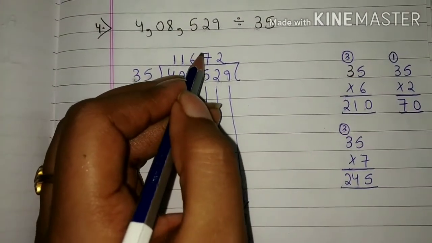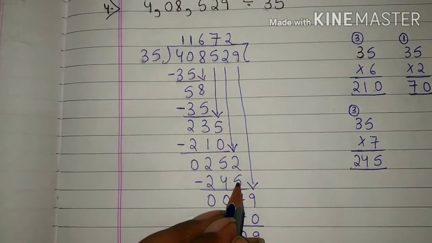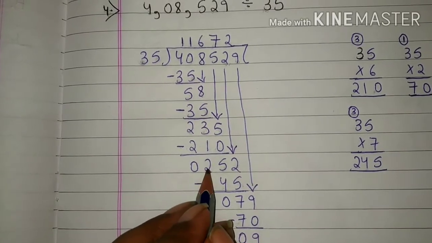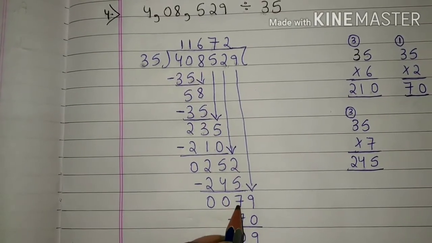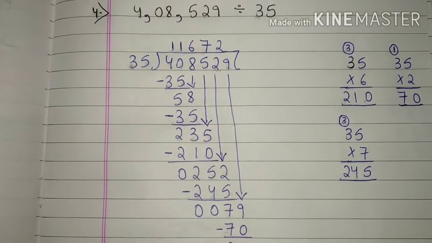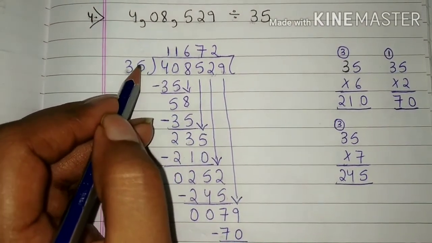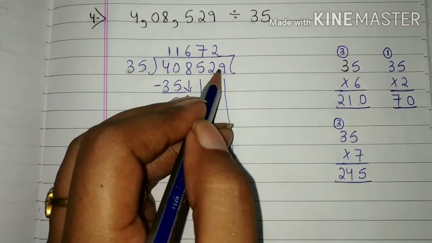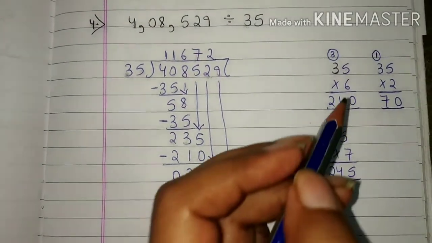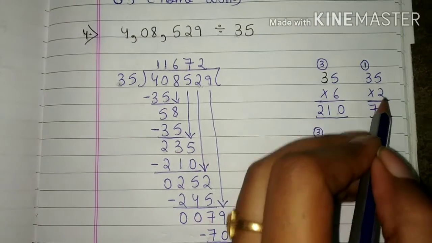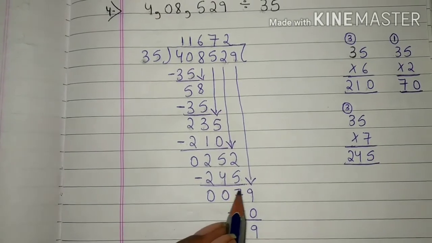Students, we will write 7 here and we will write 245 here. Now we will subtract the number. 252 minus 245 will give 7. Students, 7 is smaller than 35. So we will carry down next digit, that is 9 here. Now number becomes 79. Students, 35 into 2 is 70 and 70 is just smaller than 79.